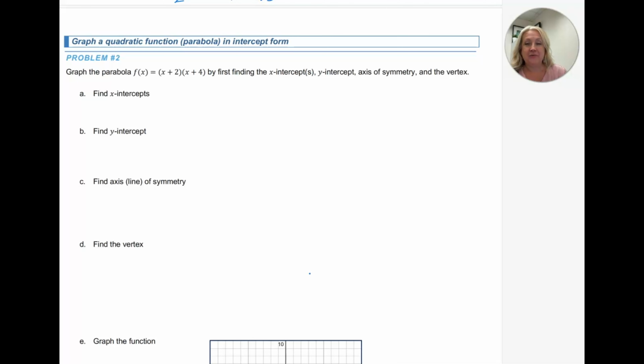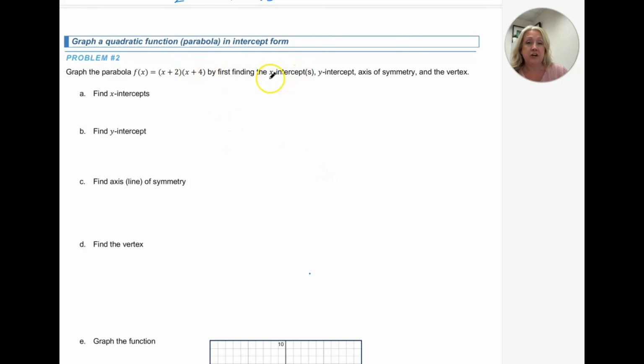Welcome back. We'll now be talking about graphing quadratic functions in intercept form. So in order to do that, we're going to be finding different parts of the parabola: the x-intercepts, the y-intercept, the axis or line of symmetry, the vertex, and sometimes we might need to find another point or two to help us know what the graph looks like, and then we'll graph the function.